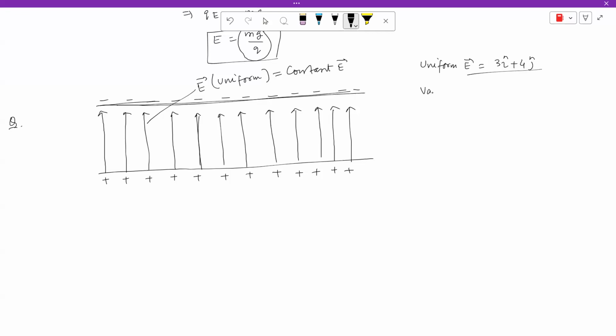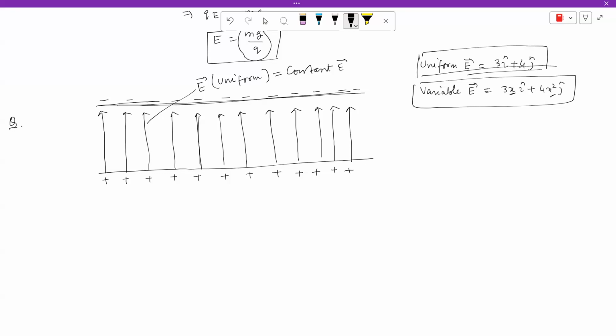And if I have a variable electric field, it would be in this form. Let's say 3x i hat plus 4x square j hat. So this is the variable one. You can see that this is depending upon the position, while this is independent of the position. So these kinds of fields are uniform, and these are variable. Is this part clear? Yes, sir.